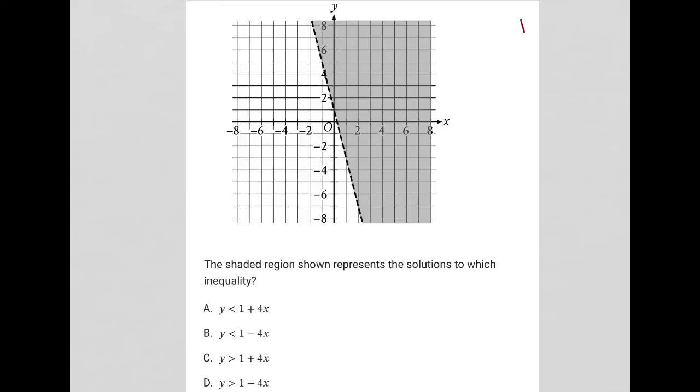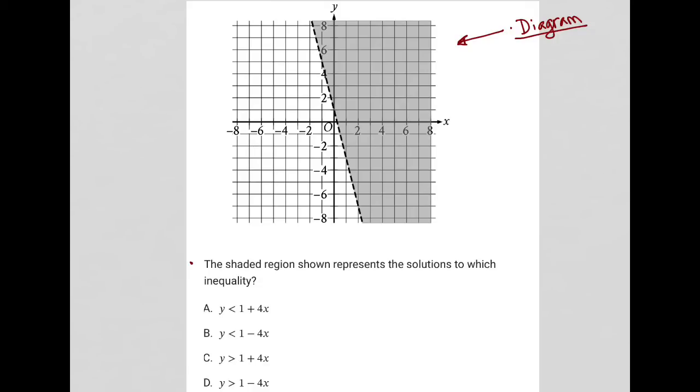So this question is a diagram question. Any question that provides some visual input, I'm going to call a diagram question. What we have here is obviously an inequality graph, right? So let's look at the question and see how we can solve it. The question says the shaded region shown represents the solutions to which inequality.